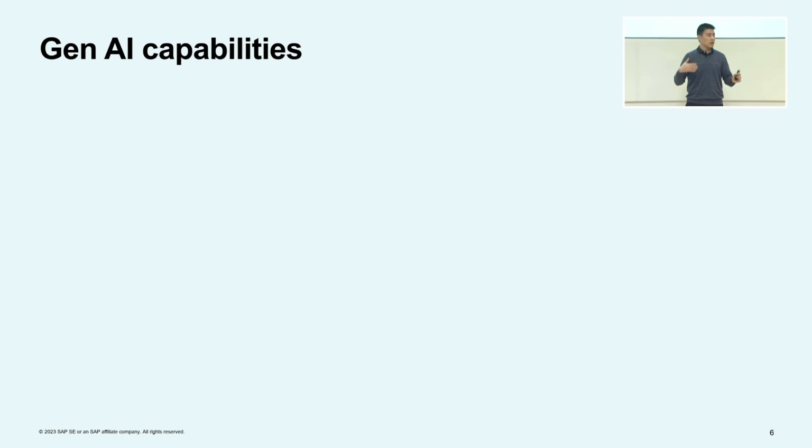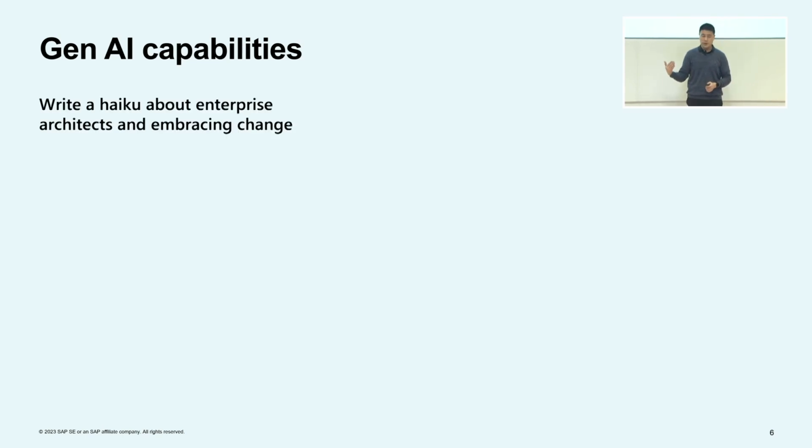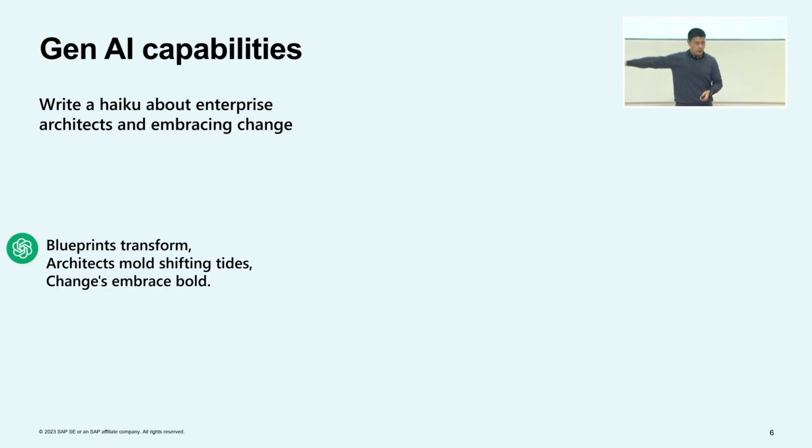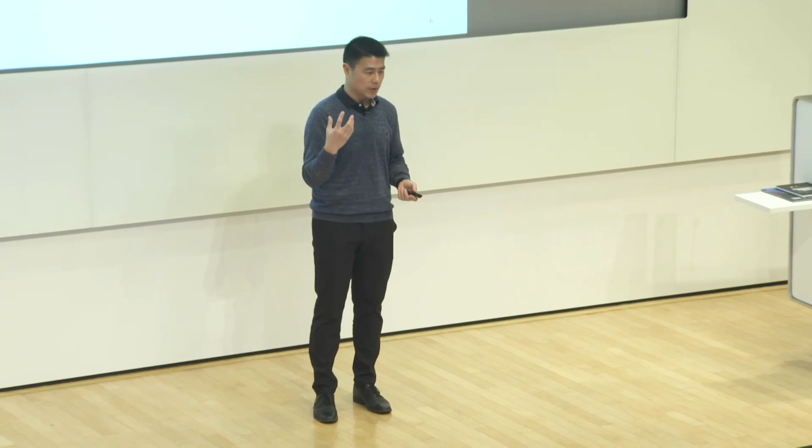First, just to level set on the things that you probably already know and love, right? You can go to ChatGPT today and say something like, write a haiku about enterprise architects and embracing change, right? ChatGPT will say, blueprints transform, architects mold shifting tides, changes embrace, bold, right? This is something that ChatGPT can just come up with in just a few seconds. And if you think about it, it is actually pretty insightful and pretty deep, right? And it is amazing that these models can do this.